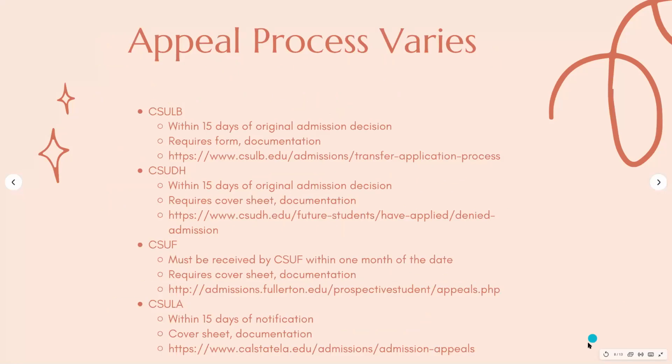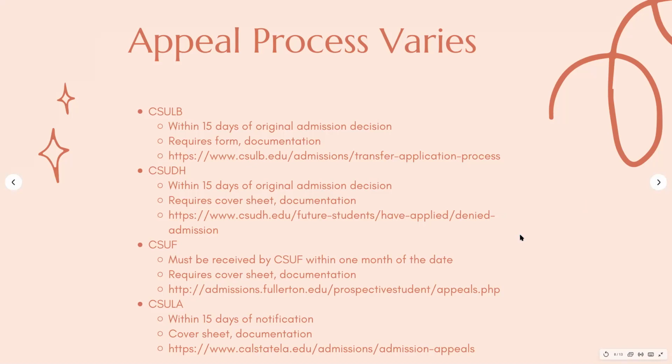Now the appeal process varies by campus. At Cal State Long Beach, it's within 15 days of the original admission decision. It requires form and documentation. There's a link here. At Dominguez Hills, it's within 15 days of the original admission decision as well. It requires a cover sheet and documentation. This is the form here.